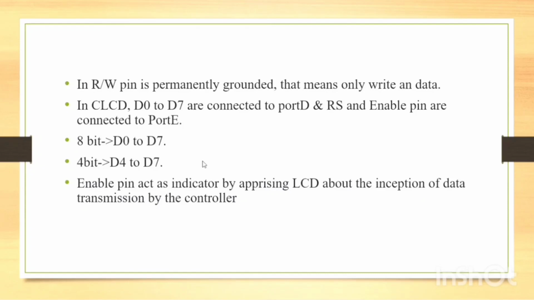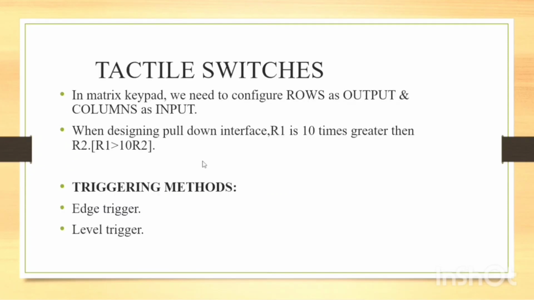After this LCD program, we worked on the tactile switches. In a matrix keypad, we need to configure rows as output and columns as input. When designing a pull-down interface, resistor R1 is 10 times greater than R2. The pull-down means the resistor is connected to ground, and it is active high, which is equal to 1.